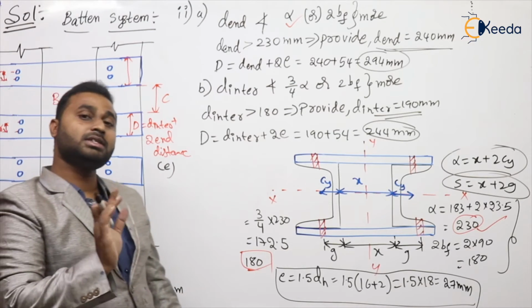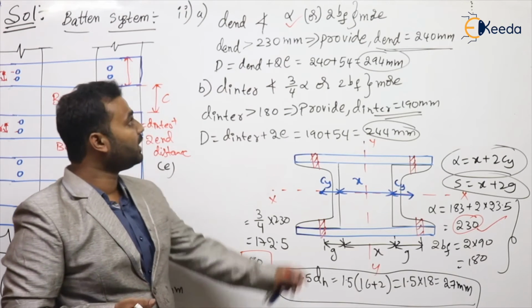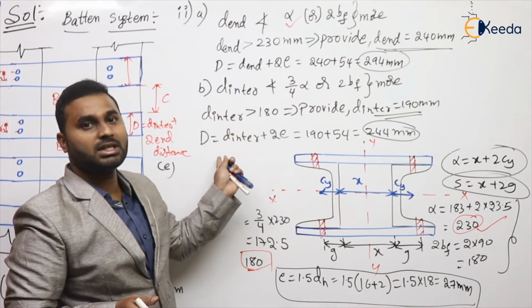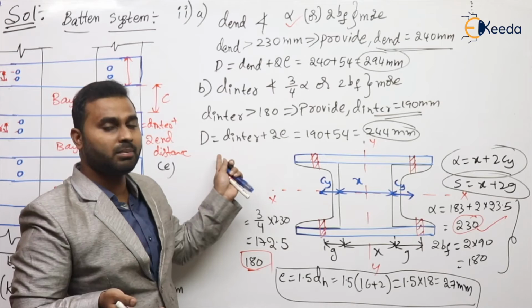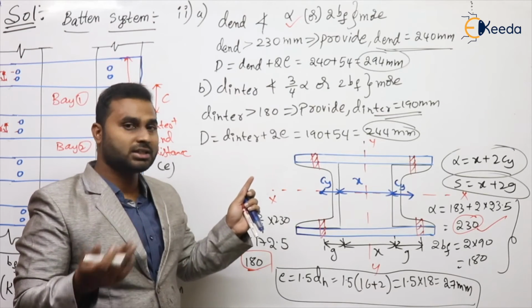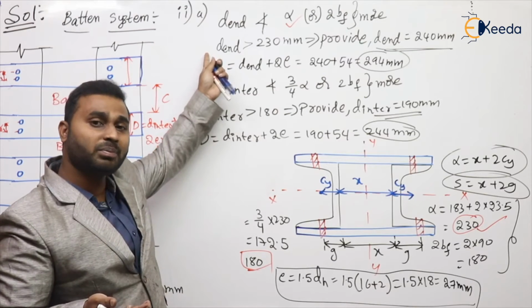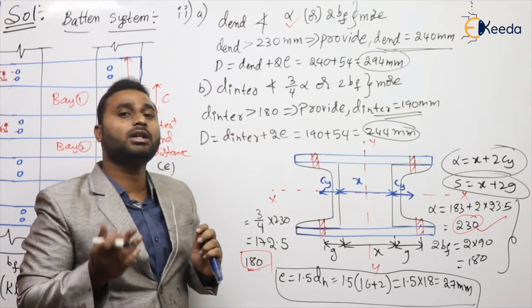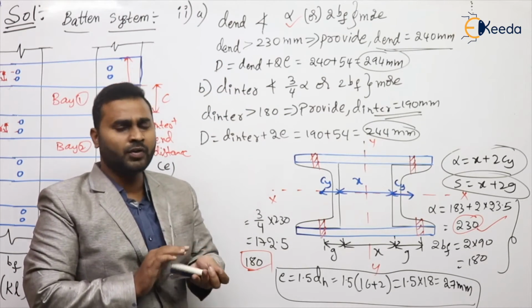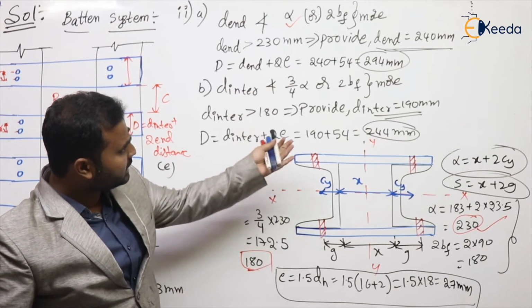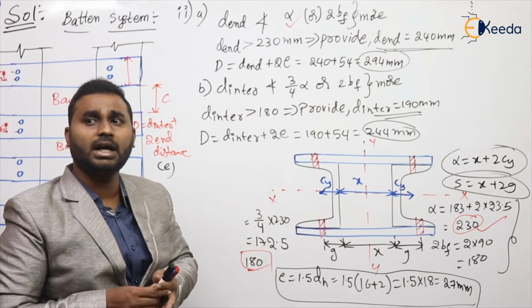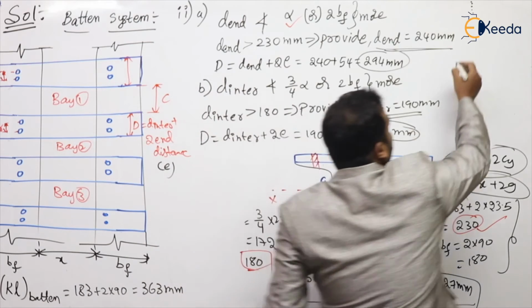So length is the same for intermediate and end batten, whereas depth will vary. Effective depth and overall depth may vary, but length is the same, and even thickness is the same. The only difference is the width, or you can say effective depth and overall depth. Now let us calculate the thickness also.